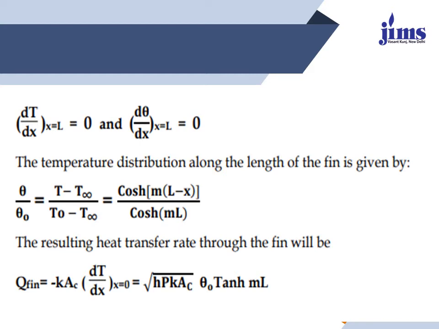Putting this equation in Fourier's law, we know that Q is equal to minus k multiplied by A multiplied by dT by dx. If we are calculating the total heat loss from the fin, we assume x is equal to 0, which means the root base. On solving this equation, we get the heat loss of the fin, that is Q fin is equal to under root of hPkAcs times theta naught tanh mL. This is the final expression for calculating the heat transfer rate when the fin tip is insulated.